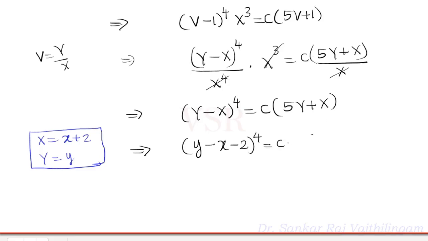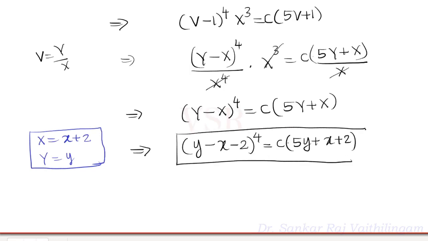What we are having is correct, isn't it? Did we make a mistake here? Okay, no problem, we'll check it. In 5y plus x, we put x plus 2. So this is my solution. We have a solution of this form.